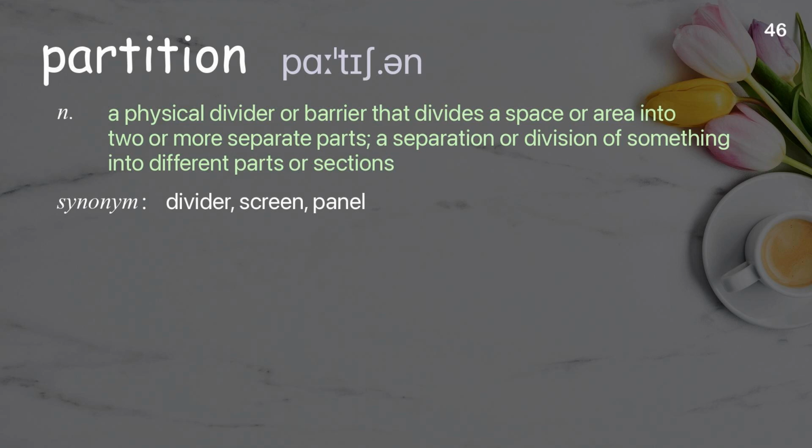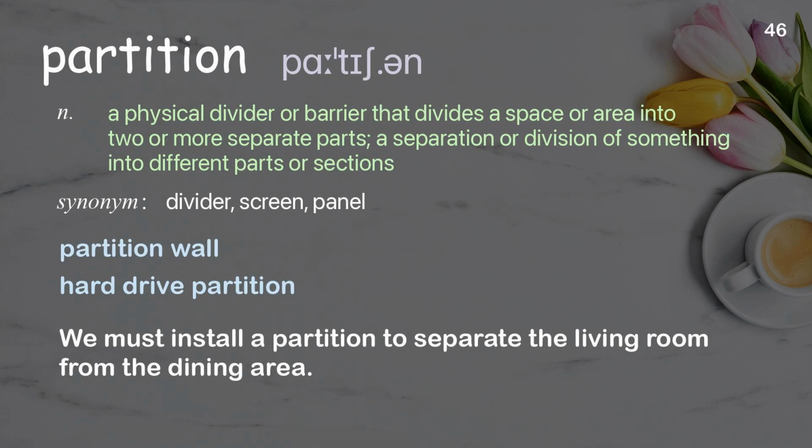Partition. A physical divider or barrier that divides a space or area into two or more separate parts, a separation or division of something into different parts or sections. Examples: partition wall, hard drive partition. We must install a partition to separate the living room from the dining area.